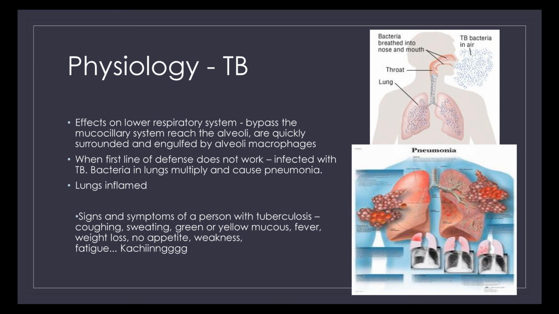Bacterial droplets that have bypassed the mucociliary system reach the alveoli and are quickly surrounded and engulfed by alveolar macrophages. When this line of defense does not happen or does not work or is defeated, the person becomes infected with TB. The bacteria in the lungs multiply and cause pneumonia and other diseases in the lung.